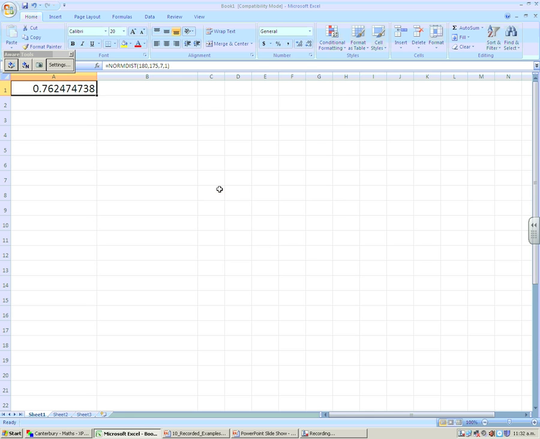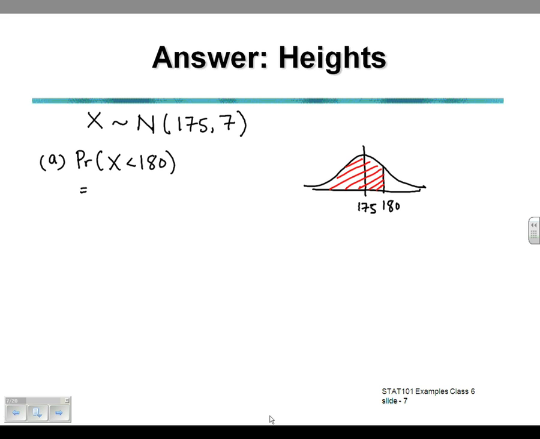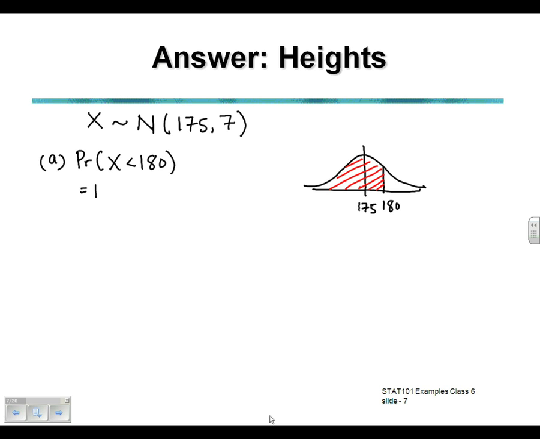So 0.76, and we can come back to our example here and write that formula down again. We have normdist, with the parameters 180, 175, 7 for the standard deviation, and 1 for cumulative, which gives us the area up to that point. And that probability to 2 decimal places was 0.76. Now, looking at that probability, remember that the whole probability underneath our graph there is 1. It looks like a reasonable value for the red shaded area.